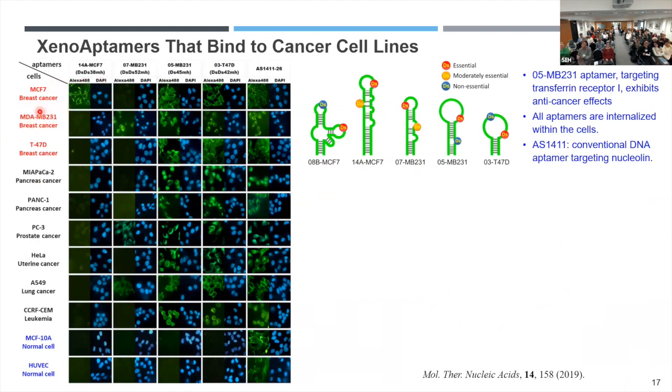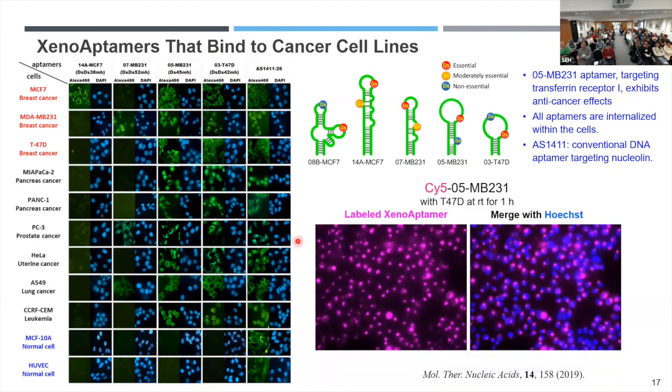This one is obtained from MCF7. This aptamer binds only MCF7, not other cancer cells or the normal cells that we examined. But interestingly, this aptamer, 05 MDA-MB-231, binds to all of the cancer cell lines, but not to the normal cell lines. We already know this aptamer's target is transferrin receptor 1, because transferrin receptor 1 is accumulated especially on cancer cells. And all of the aptamers are efficiently internalized within the cell.